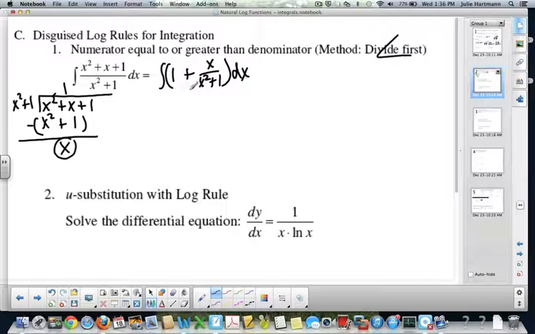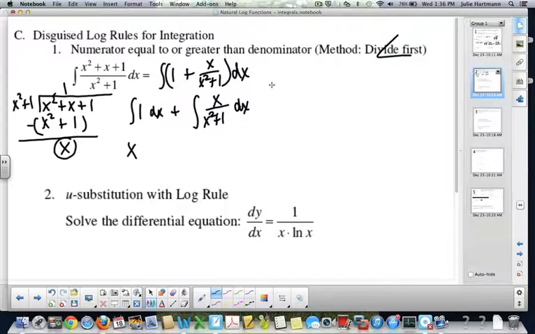More importantly, I want you to see how to integrate from here. So to integrate from here, you get the integral of 1 dx plus the integral of x over x squared plus 1. So the integral of 1 is just x.